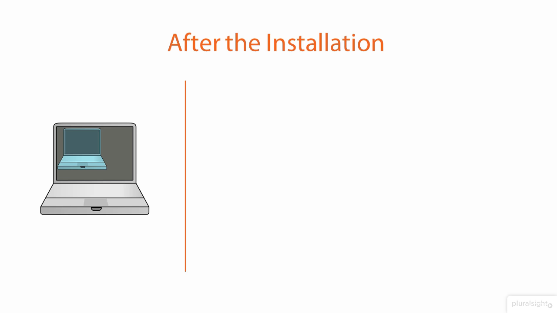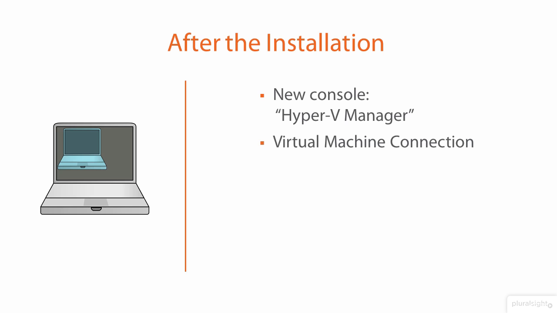Well, after the installation, we're going to see a new console, Hyper-V Manager, which we're going to use to create new virtual machines and virtual switches and fine-tune them for performance. We'll also get the virtual machine connection, which is kind of like a mini remote desktop tool that we can use to connect to a VM that we've already created and set up. Of course, there are some PowerShell cmdlets that we can use these days. Just about everything we can do in the GUI, we can also do in PowerShell. In fact, there's some things that we can do in PowerShell that we can't do in the GUI.